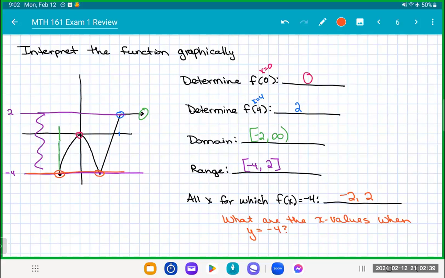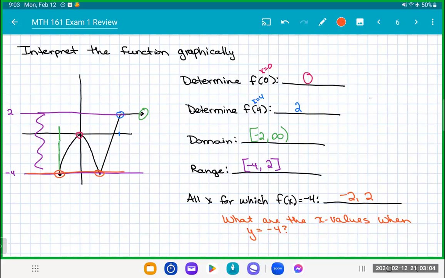Okay. Question. I have a question. Sure. So how do you know when it's asking for x values or y values? For example, the first one, where it says determine f of 0, how do you know we're not asking, or actually no, let's talk about the second one. How do you know they're not asking for the y value of f?